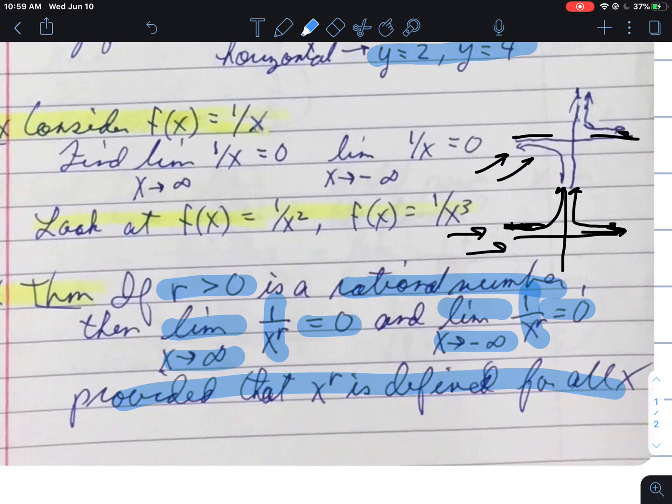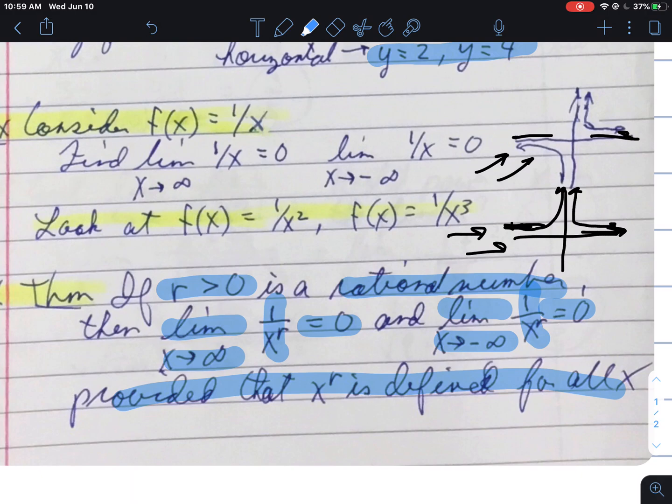So as long as we actually have values that exist within the real number system, then the limit as x approaches infinity, the limit as x approaches negative infinity of 1 over x to a positive power is always going to equal 0. And that goes back to what we had said earlier when we looked at those examples.